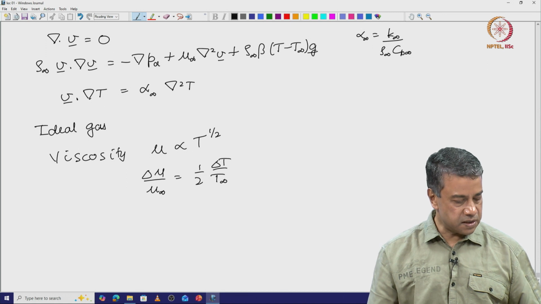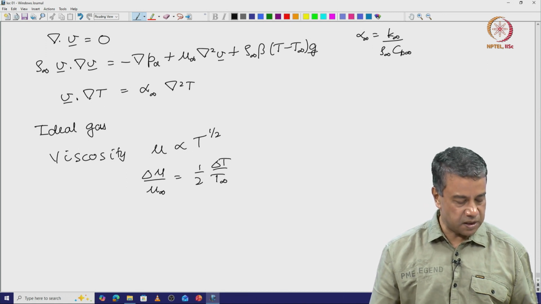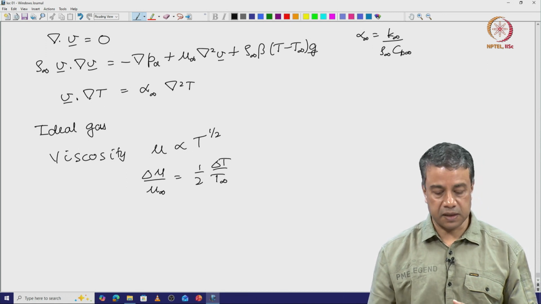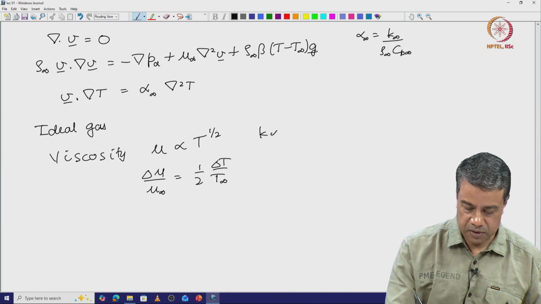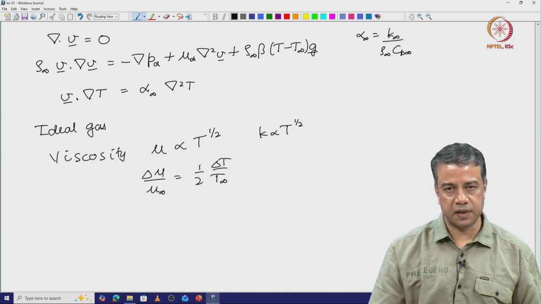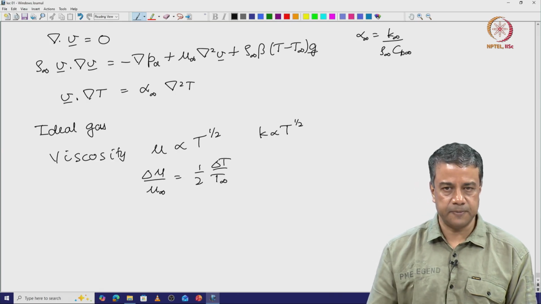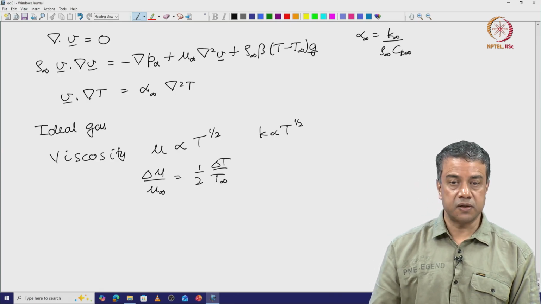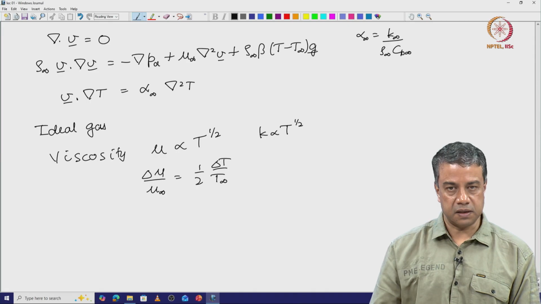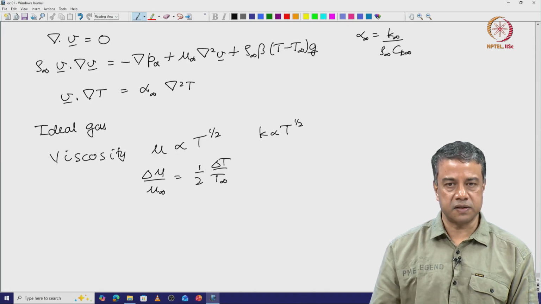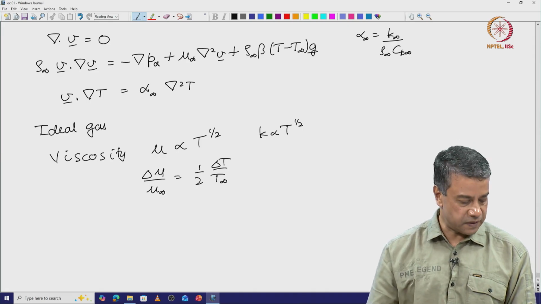There are also changes in the thermal conductivity. That also goes as K is proportional to the absolute temperature to the half power for an ideal gas. So, you get a similar expression. The specific heat and so on vary very little. The specific heat for an ideal gas is a constant. For real gases, it varies very little.